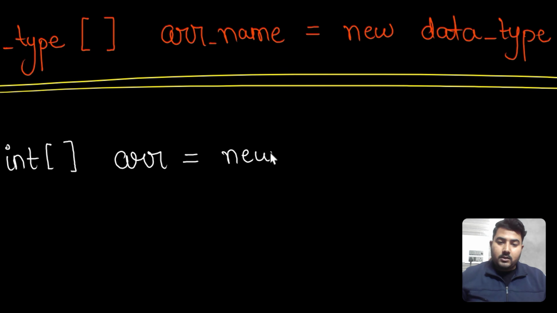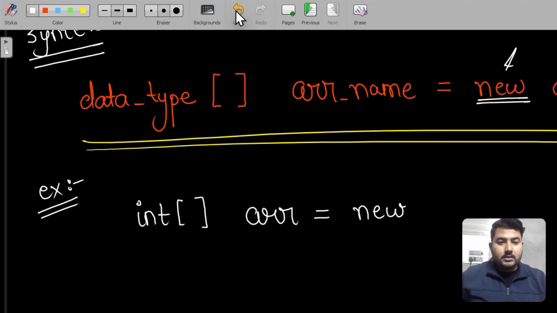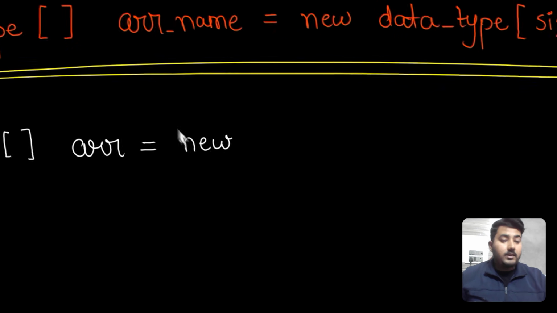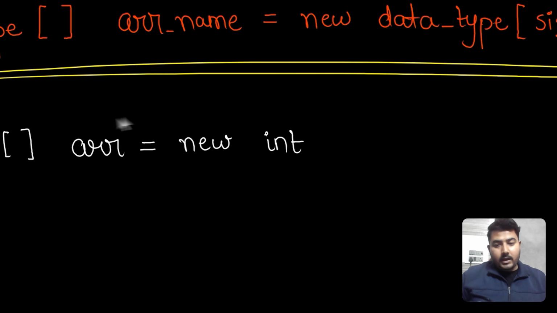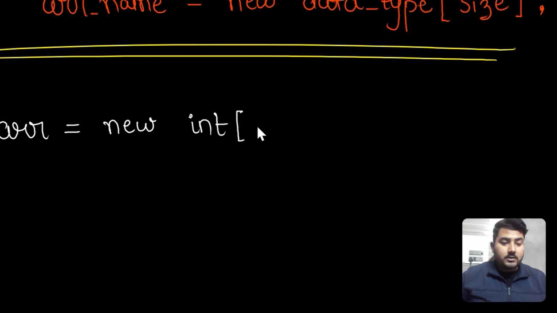I am going to mention the keyword new. This is a keyword. Please make sure to note it down that this new is a keyword and it is a very, very important keyword. After new, we are going to mention again the same data type, and with square brackets, I'm going to mention the size of this array, which is going to be 8 according to my requirement.